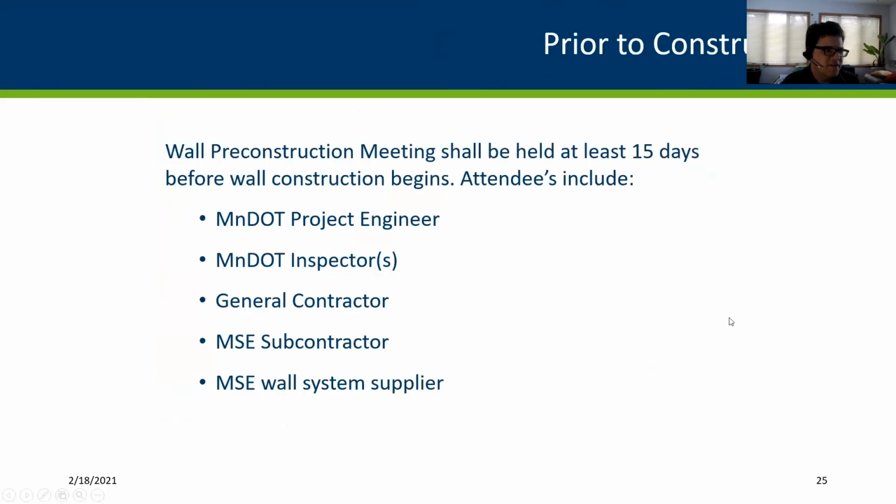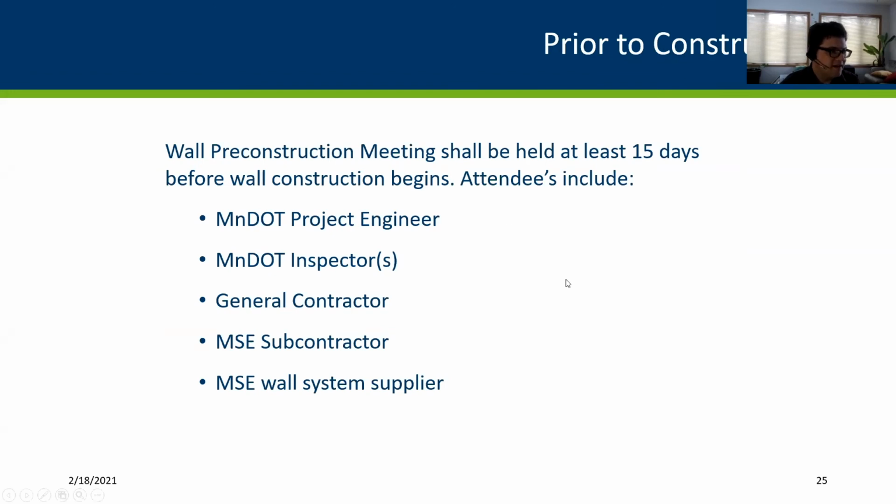So some of the things that are different about this wall is because it is a proprietary product, we have a pre-construction meeting that happens 15 days before the wall construction begins. That should include the project engineer, of course, and the inspectors. The contractor will be there, and the MSC subcontractor, so whoever is really building the wall. Sometimes it's the general contractor, so that's optional, but most often there is a subcontractor building the wall. And then you have the MSC wall system supplier. All these parties come together to make sure that everyone understands how the wall goes together.